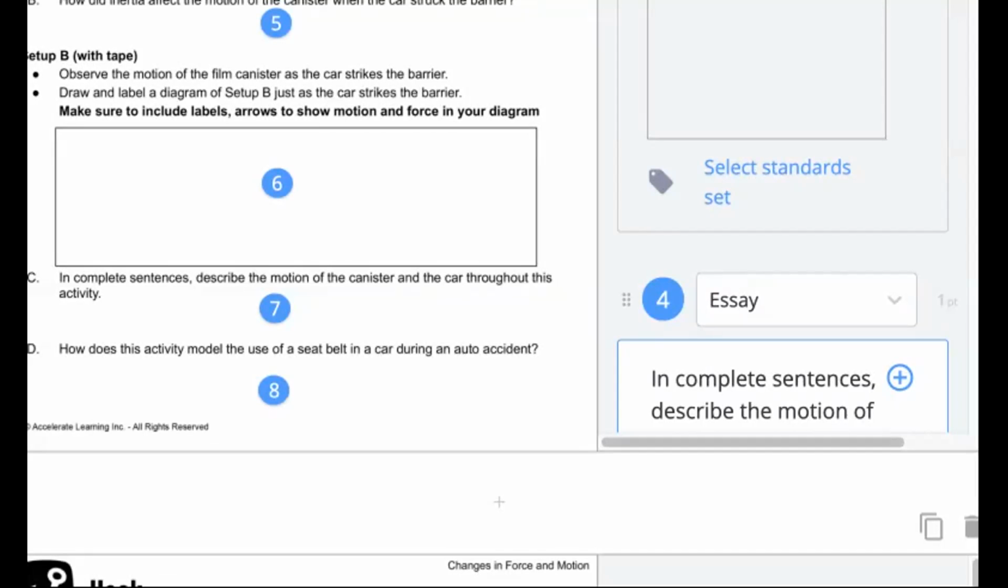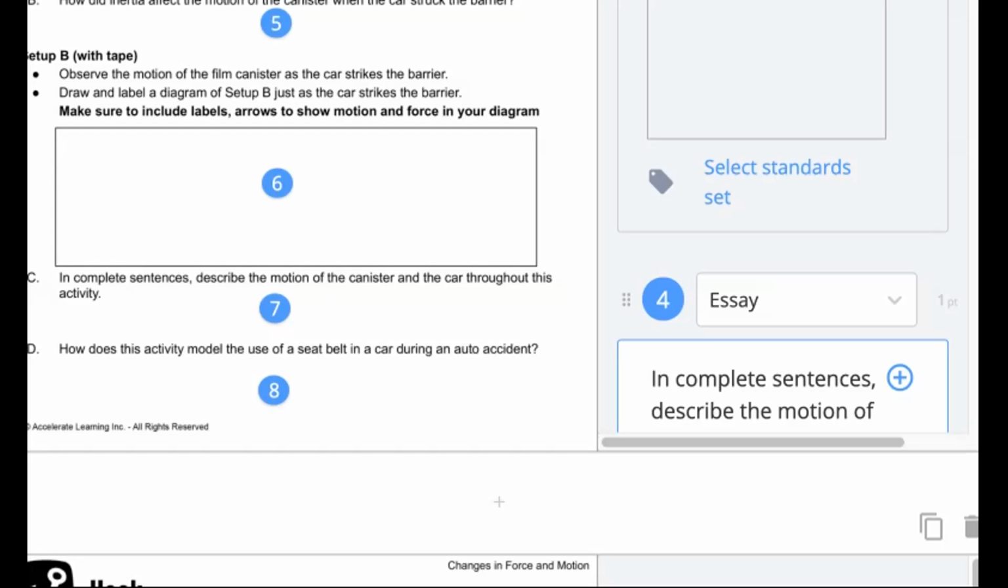Who would like to explain what was the motion of the canister in the car during part B? Thank you for volunteering. Ethan, what would you say? I would say when the car stopped, the canister stopped with it. Okay, thank you. So now what would you say? As the car hit the barrier, the canister didn't move because the tape was holding it.